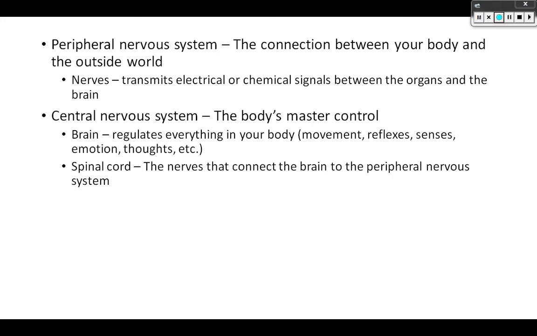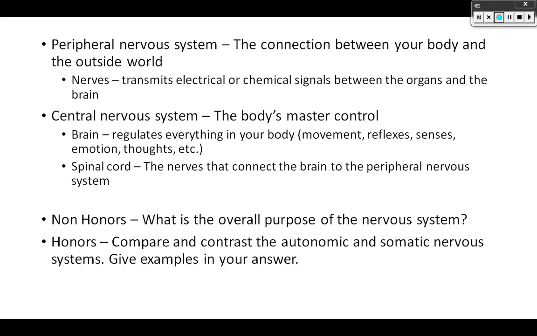So these are really the three parts that we're looking at with the nervous system. So the supplemental questions for non-honors is, what is the overall purpose of the nervous system? And then for honors, you're going to compare and contrast what we call the autonomic nervous system and somatic nervous systems. And give examples in your answers so that you truly understand the difference and the similarities in these two.